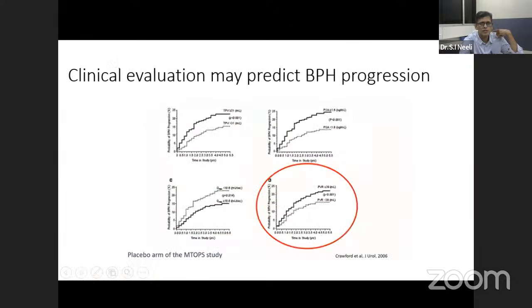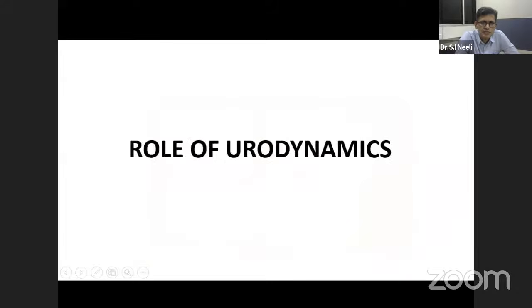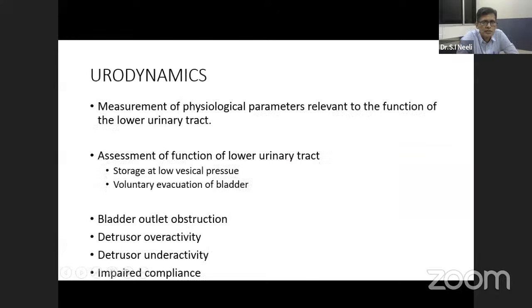So same thing again, in the MTOP study also, in the placebo arm, it shows that the progression is higher if the patient is more symptomatic. Then what is the role for urodynamics?